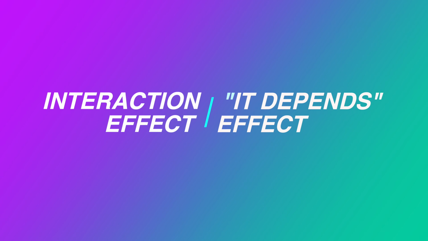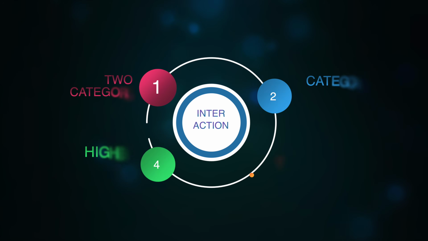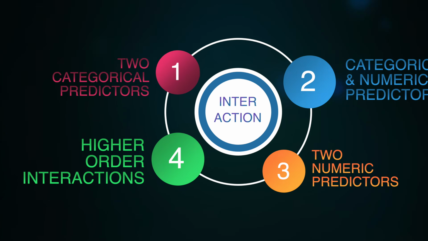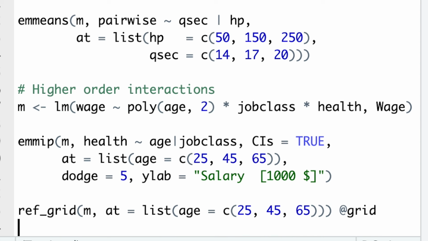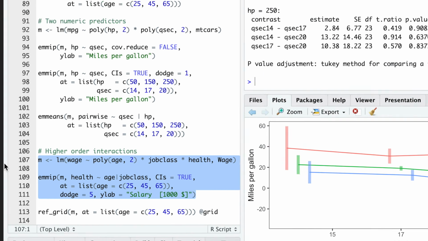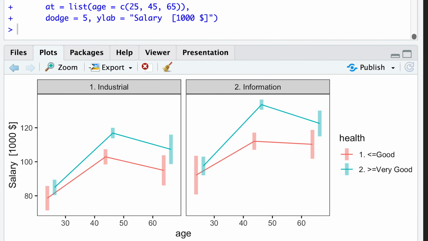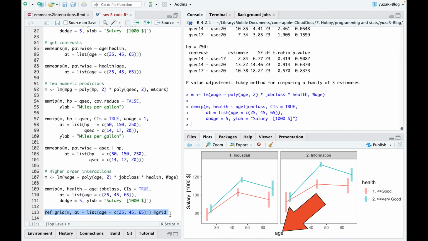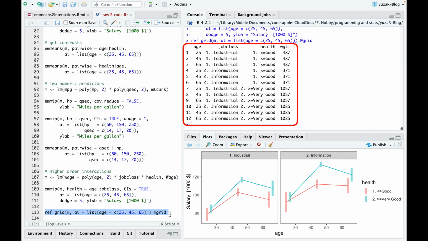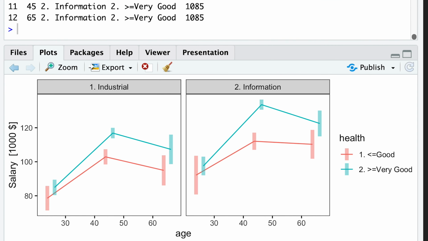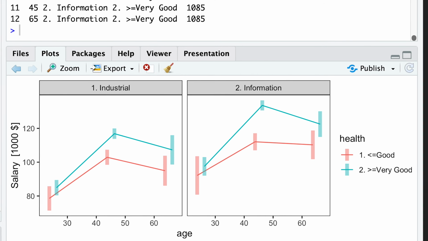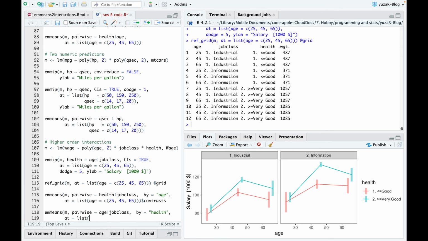Treating interactions as "it depends" effects enables us to model higher order interactions also, like a 3-way interaction, which involves 3 variables in the term, for example age, job class and health, where the relationship between which and any of the predictors is entirely dependent on the other 2 predictors. For example, the relationship between money and health depends on job class and age. As we can see from the reference grid of our model, there are many combinations you can get contrasts for. You can essentially compare every error bar on the plot to any other error bar. Here are just a couple of examples.